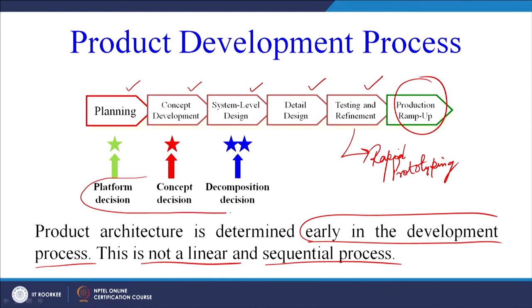So basically, as a standard, these are the steps or the sequence that is followed for developing any product. We can see the platform decision, concept decision and decomposition decision. Majorly we would like to finalize our product architecture in the very beginning of our product development process, but that is not final. Many times we may need changes, we may need to revert back to our initial stages to come up with a modified product with a better architecture.